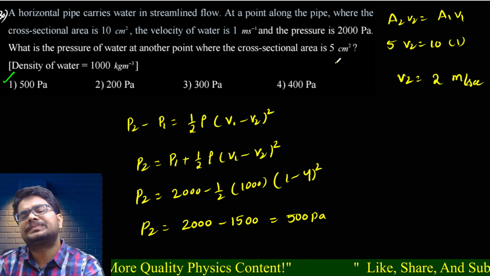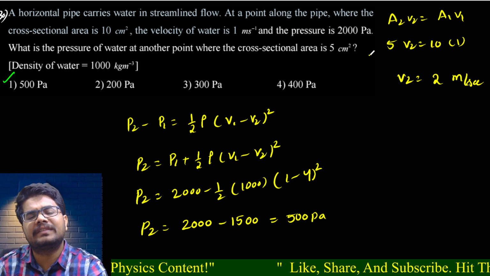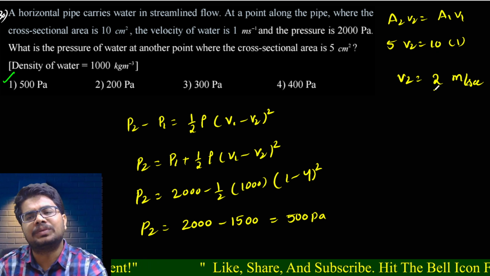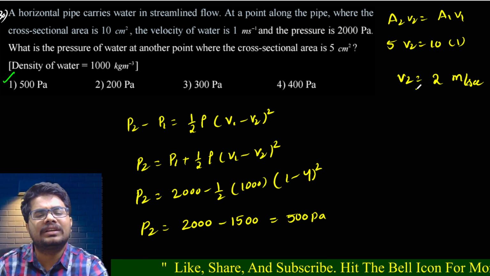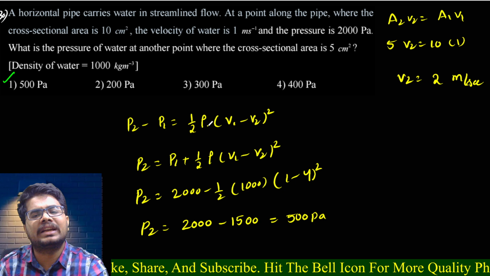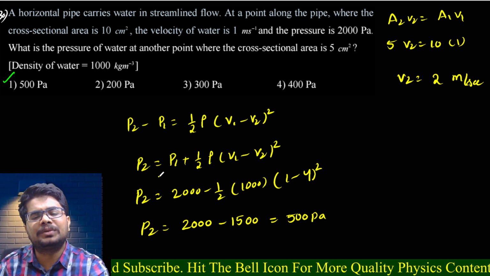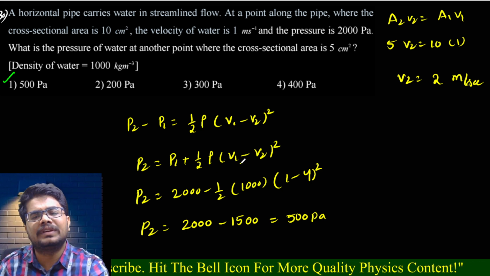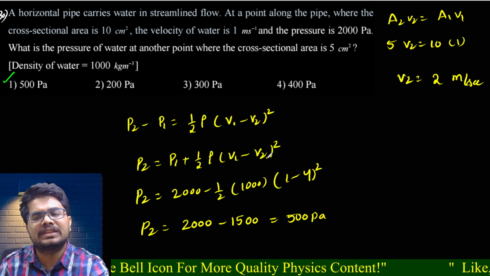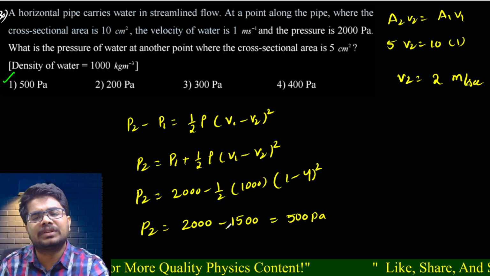We know the equation of continuity. What is the equation of continuity? AV equals constant, means A1 V1 equals A2 V2. That we applied, and we calculated the velocity as 2 meters per second. Then you know that it follows energy conservation, means loss in pressure energy equals gain in kinetic energy. We can write, send P1 this side, P2 equals P1 plus half rho into V1 minus V2 whole square. Start substituting values. V1 value 1, V2 value 2, and the density 1000 is given here. Substitute, so 2000 minus 1500 we will get.